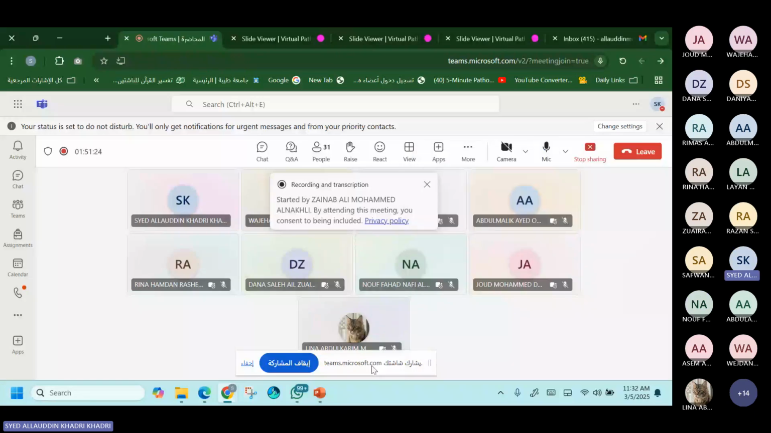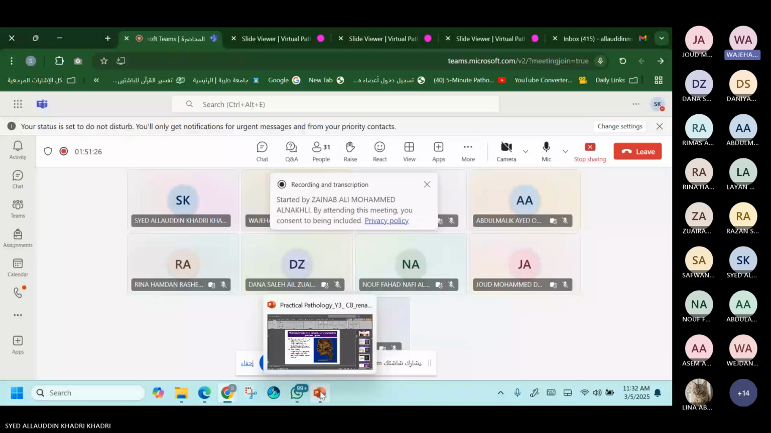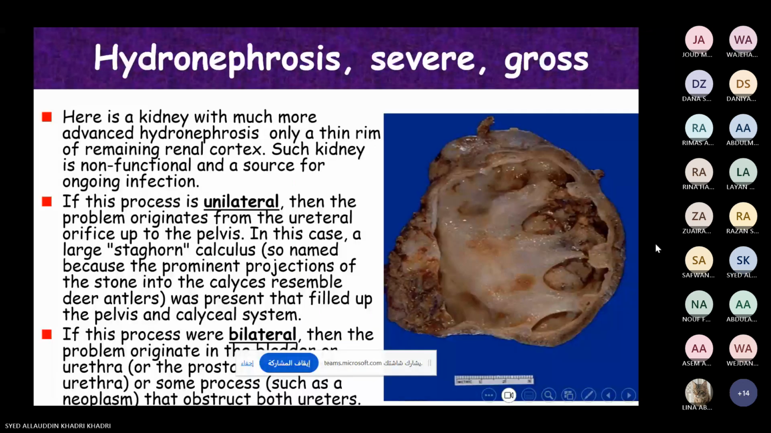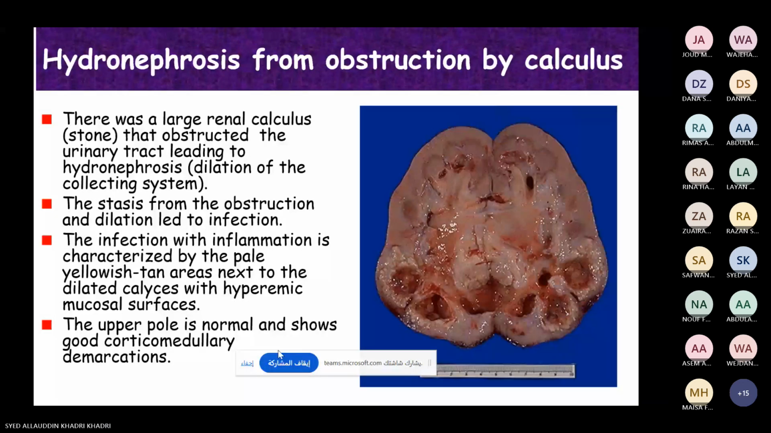Can you see something now? Yes, we can see the screen. Can you see now? Yes. Sorry for the disturbance. Doctor, can you repeat from hyperemia? The voice stopped at hyperemia. Okay, right. Can you see the screen now? Hyperemia. Yes, can you see this word?